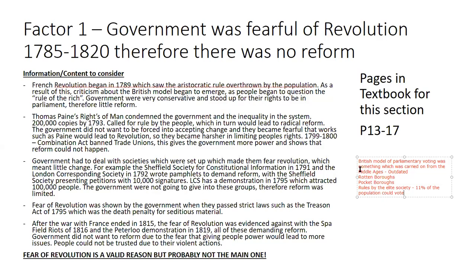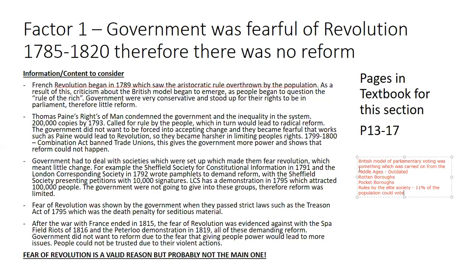The third aspect that we need to understand is that the government had to also deal with revolutionary societies that were set up, which suggests that the government was scared of revolution. The couple that were mentioned in this time period were the Sheffield Society for Constitutional Information, set up in 1791, and the London Corresponding Society, the LCS. What they did was write pamphlets to demand reform. The Sheffield Society presented a petition with 10,000 signatures, and in 1795, the LCS had a demonstration which attracted 100,000 people.